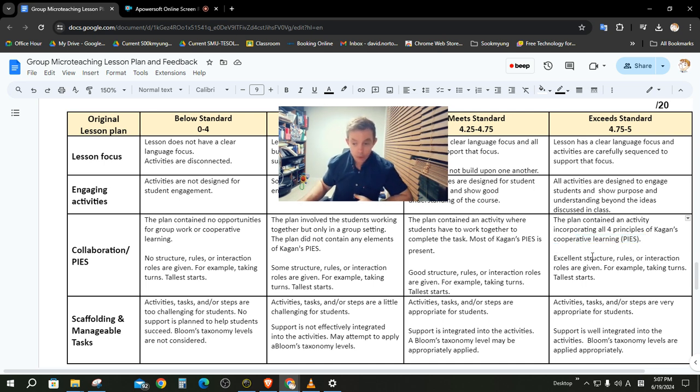Also, at this level, excellent structure, rules, or interaction roles are given. For example, taking turns, the tallest person starts. Sometimes teachers think I'm just being silly if I say, okay, tallest person starts, or longest hair starts, or biggest hand starts.